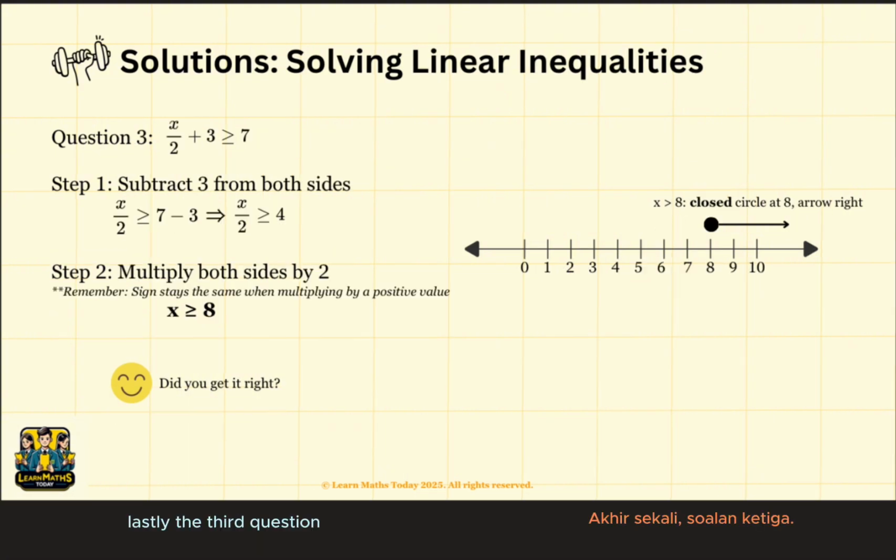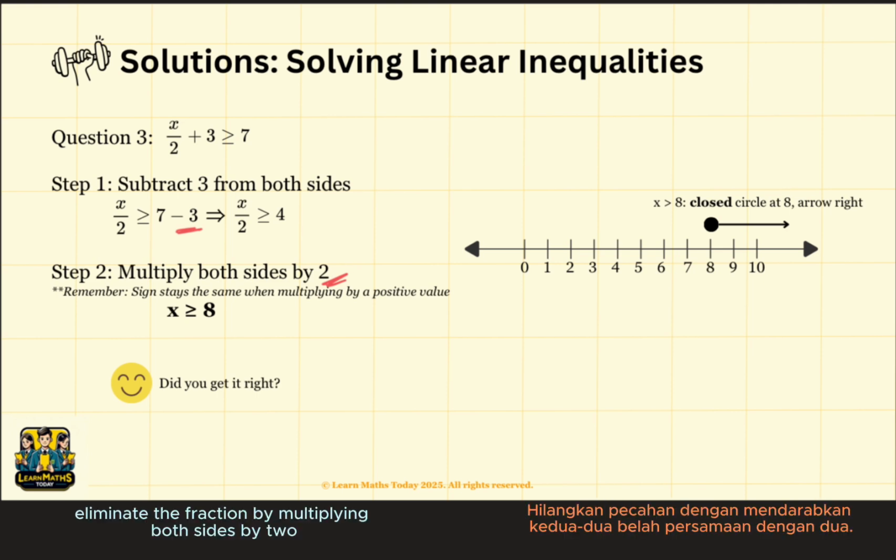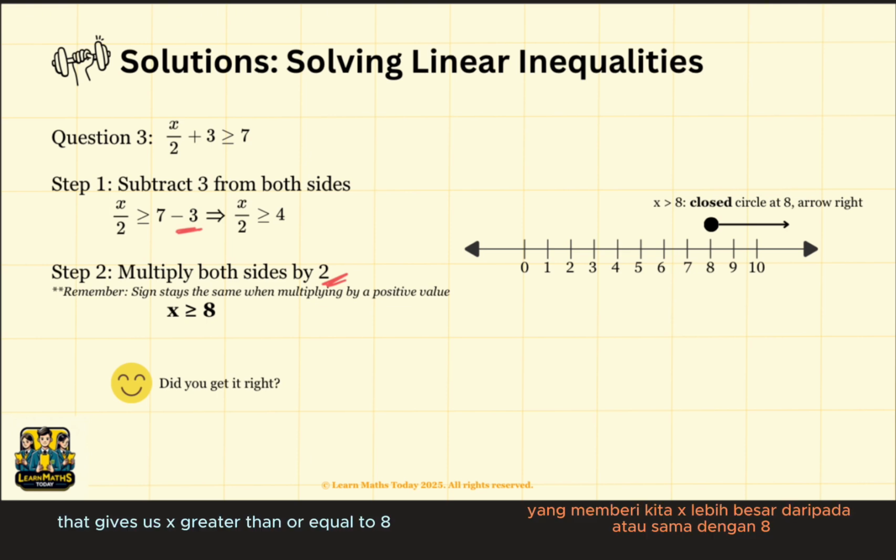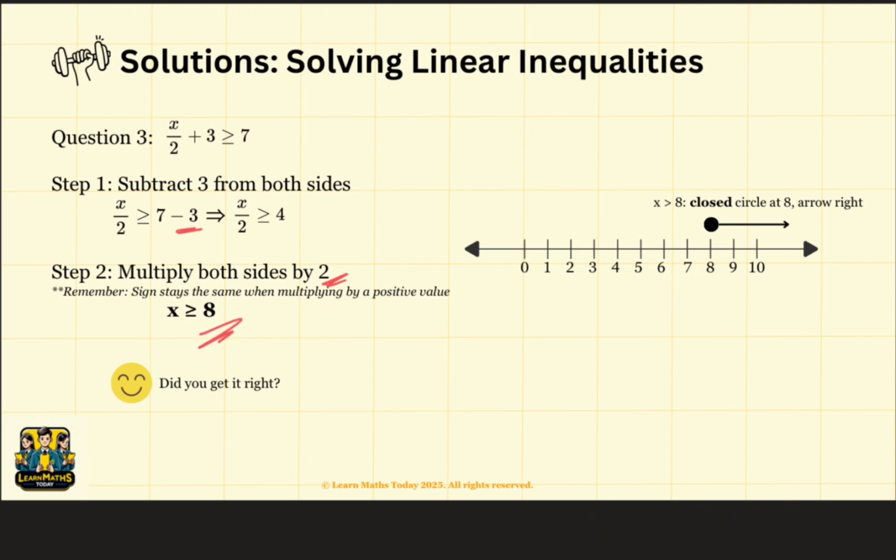Lastly, the third question. Step 1. Subtract 3 from both sides. Move the constant to the right side. Step 2. Multiply both sides by 2. Eliminate the fraction by multiplying both sides by 2. That gives us x greater than or equal to 8.